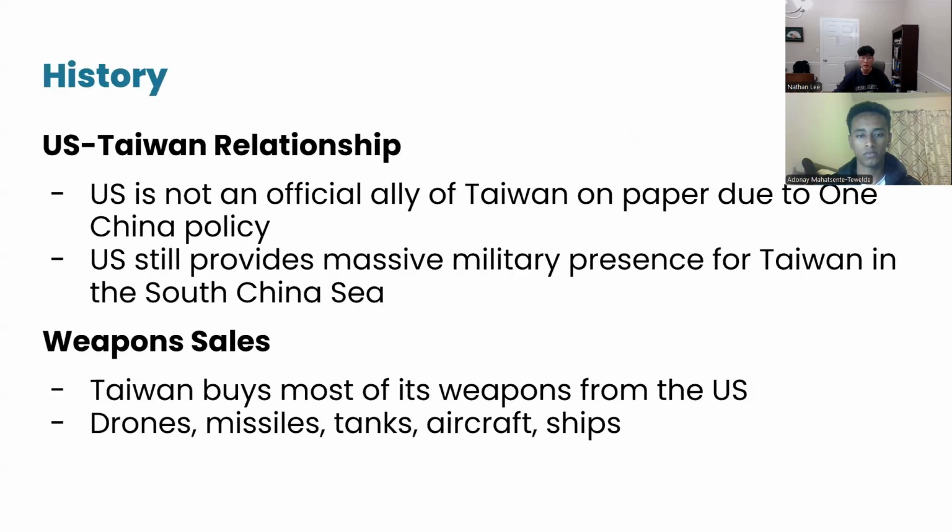So on to some history about the Taiwanese conflict between the United States, China, and Taiwan. First, even though we treat Taiwan like an ally, on paper, we actually aren't allowed to call them one. But regardless, we still provide them massive amounts of military aid and other economic ties because we find it beneficial. And one of the largest amounts of weapons we give to Taiwan right now includes drones and missiles and tanks and other forms of technology that we sell.